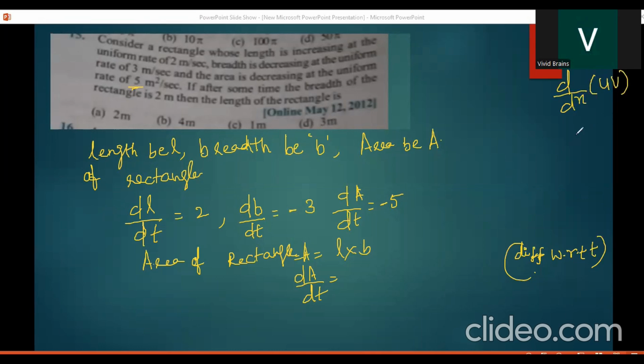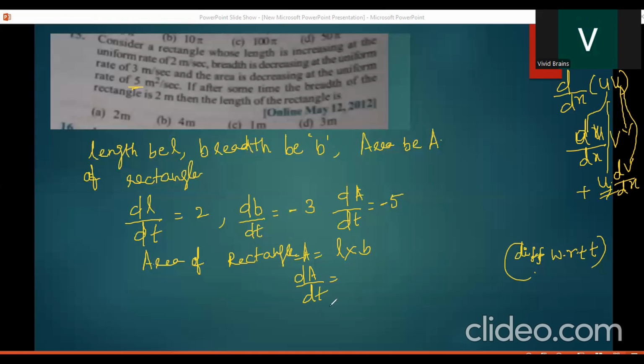First you differentiate the first thing, du by dx into v, plus u into dv by dx. So you differentiate one thing and keep the other thing as it is, then you differentiate the next thing and keep the other thing as it is. In that manner, we are going to do L and B because this is in the form of UV.